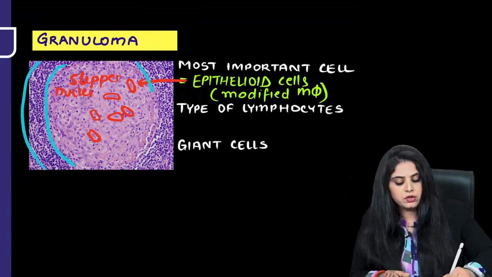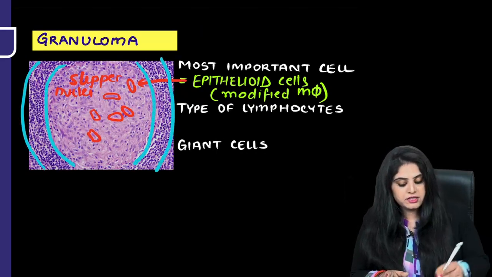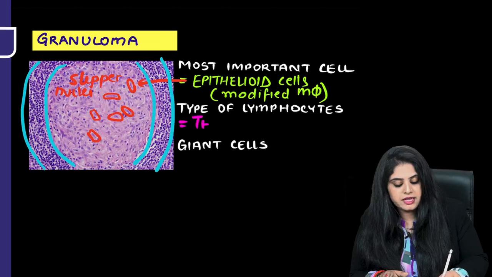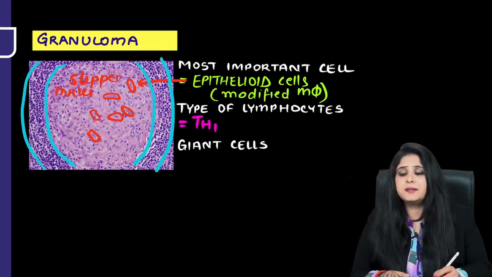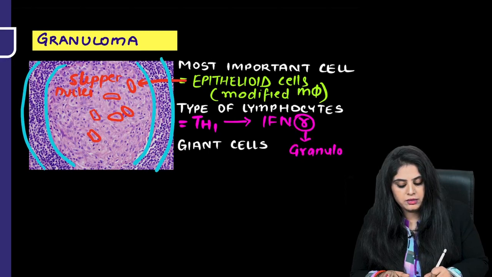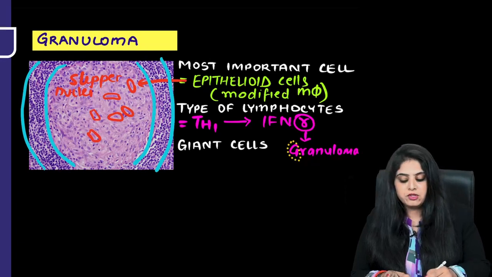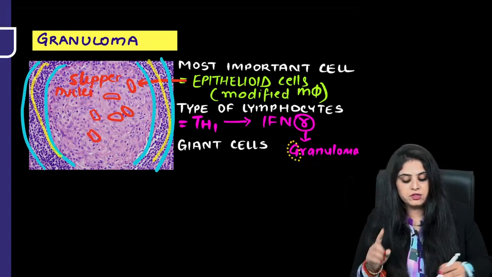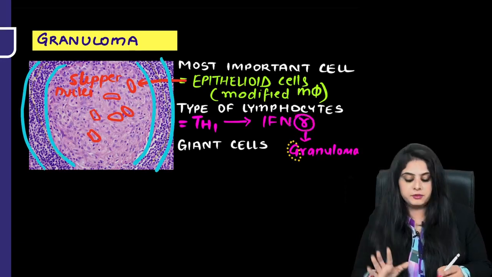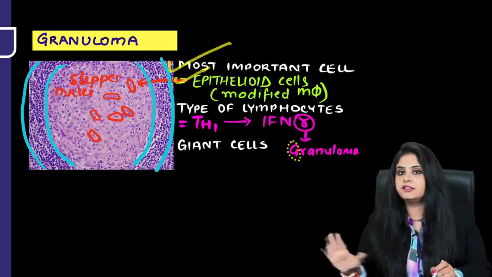Blue color dots. Those blue color dots are lymphocytes. Yes, there are lymphocytes present, and you know which lymphocytes these are? These are T helper 1, that is CD4. Why? Because T helper 1 cells release interferon gamma, and I know G for gamma, G for granuloma. They ask you which is the interferon responsible for granuloma formation. So you will say, oh, TH1 cells, because they release gamma, and gamma is responsible for granuloma formation. Okay, so epithelioid cells, most important cell.